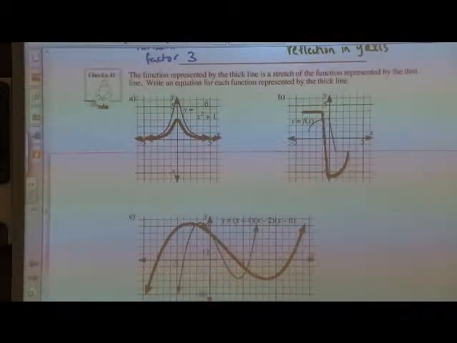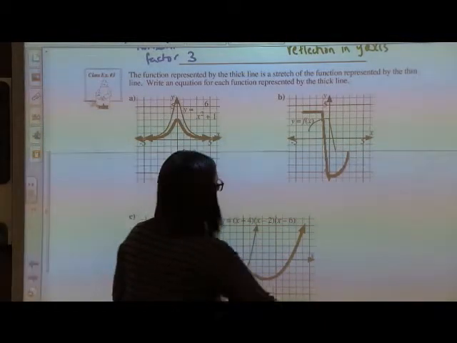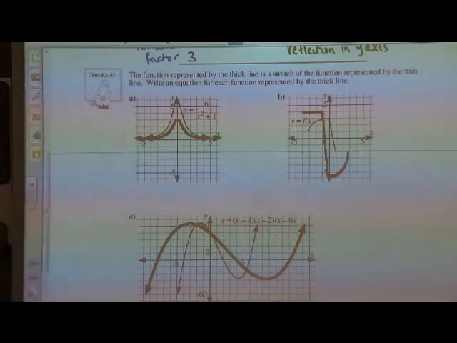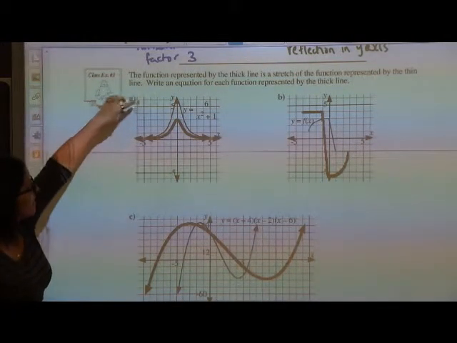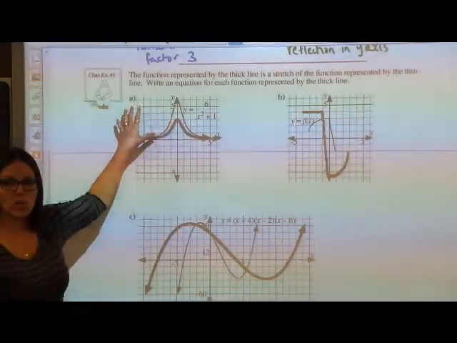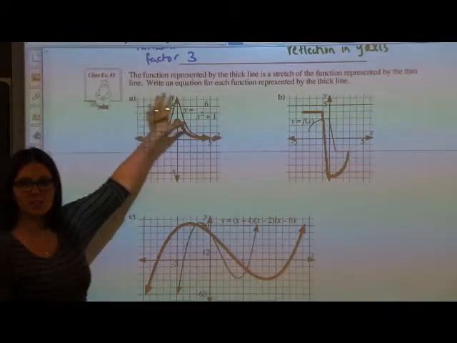Class example number 3, the function represented by the thick line is a stretch of the thin line. Write an equation for each function represented. So these ones are a little bit trickier. We have to look at our coordinates. Which coordinates look like they're changing, the x's or the y's?